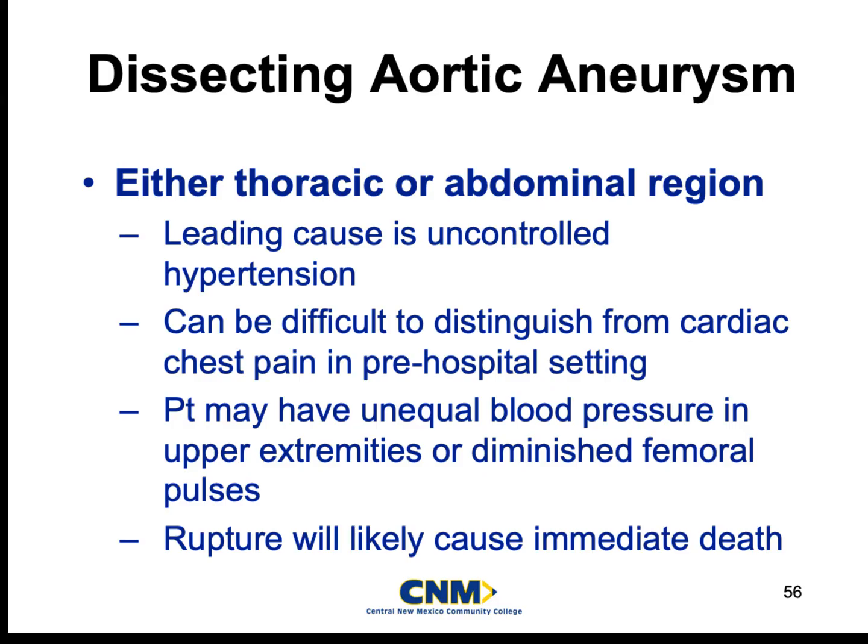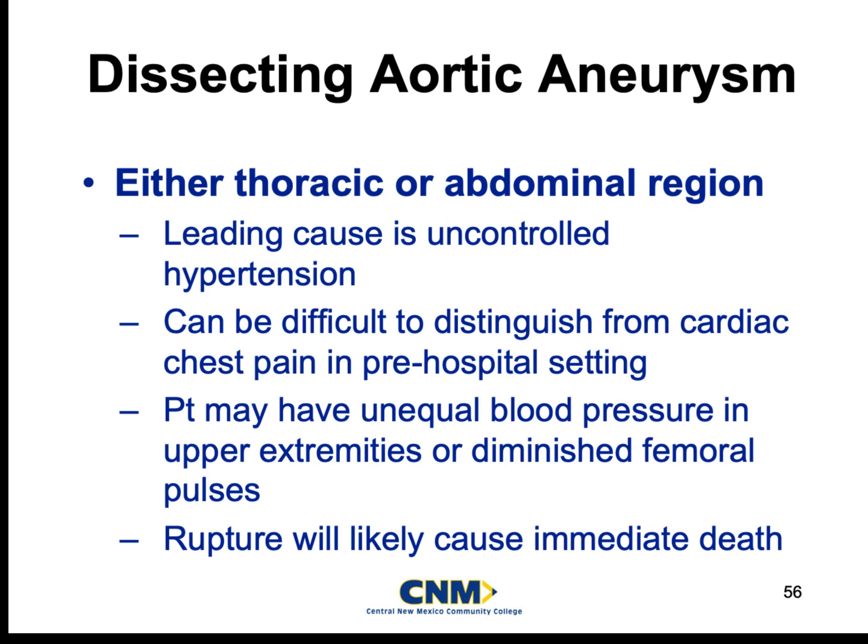So where we usually find aneurysms is along the aorta, either in our thoracic cavity or abdominal region. If it's in our thoracic cavity, it's known as a thoracic aortic aneurysm. And if it's in our abdominal region, it's known as an abdominal aortic aneurysm, also known as a AAA. The leading cause of all of these is uncontrolled high blood pressure. They can be very difficult to distinguish from cardiac chest pain in a pre-hospital setting.